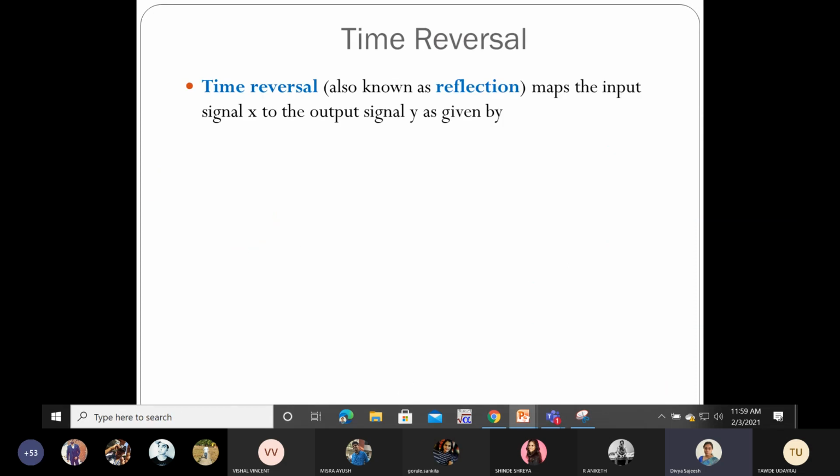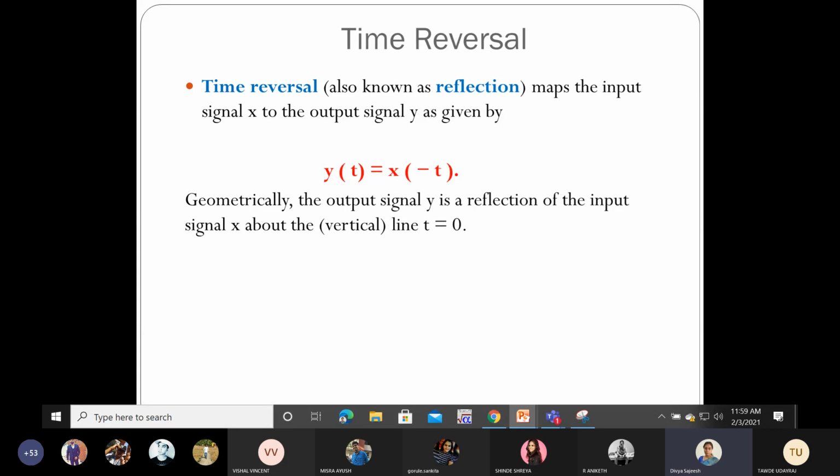Now the next important operation on the signal is time reversal. Time reversal is also known as reflection. It is nothing but flipping the signal about the y-axis. If x of t is your signal, then x of minus t flips the signal about the origin. Geometrically, it is a reflection of the input signal about the vertical line at t equal to 0.